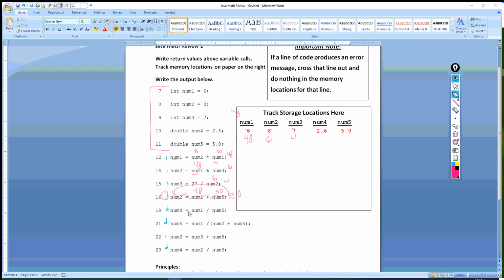Alright, then line 19, num1 is still 48, and num5 is still 5.0. And so we take 48 divided by 5.0. Now one of the operands is a double, so we are going to keep the decimal, and this is going to end up being 9.6. The 9.6 is going to now be stored in num4, which is a decimal, so that works.